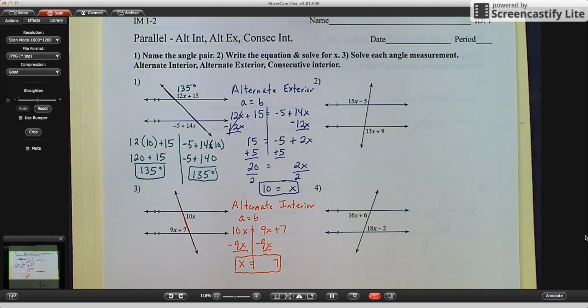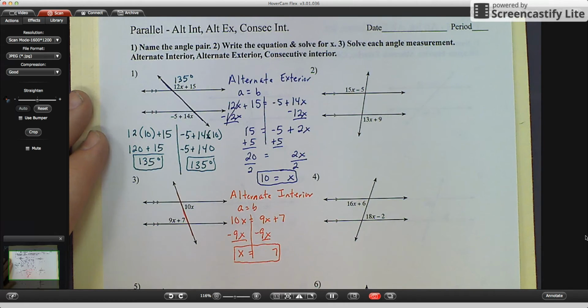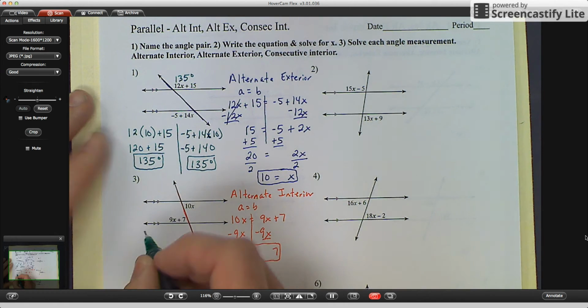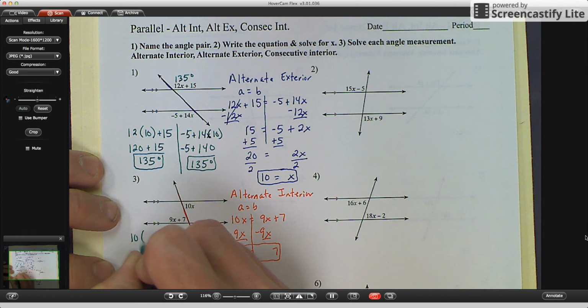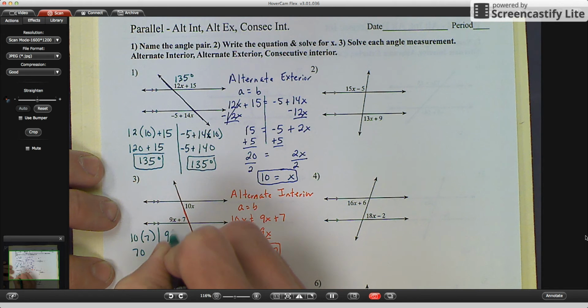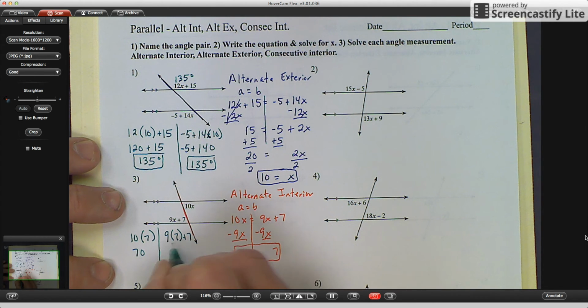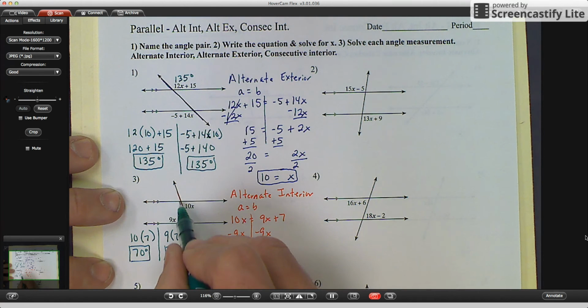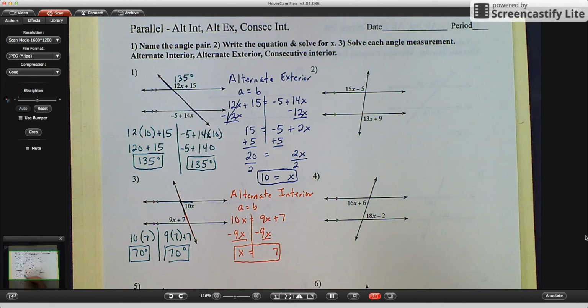Now I'm going to substitute in and figure out what my angle measurements are. So 10x is 10 times 7, which is 70. 9x plus 7 is 9 times 7 plus 7. So 9 times 7 is 63, plus 7 would be 70. So again, they are congruent. Does it make sense? Well, 10x is on an acute angle. It's an acute angle right here. So yeah, that would make sense. They're less than 90 degrees.